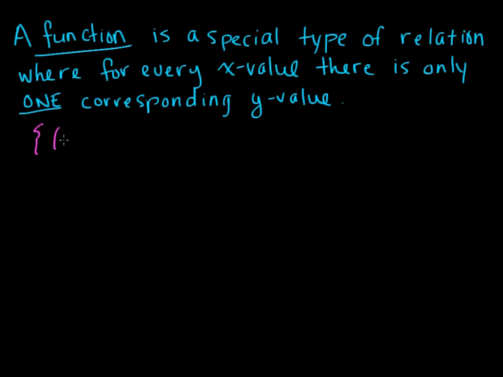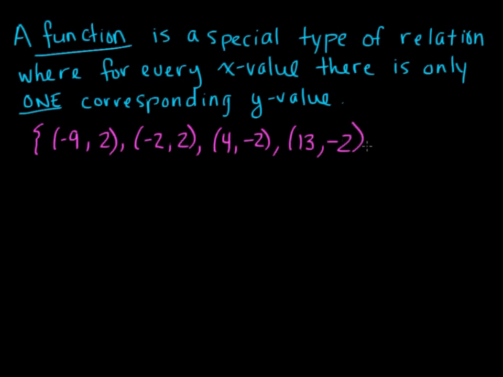Here's another example, and again, we're going to test to see whether this is a function or not. So we've got the ordered pairs (-9, 2), (-2, 2), (4, -2), (13, -2), and (0, 0). And again, we're using the curly brackets to indicate that that is a set.